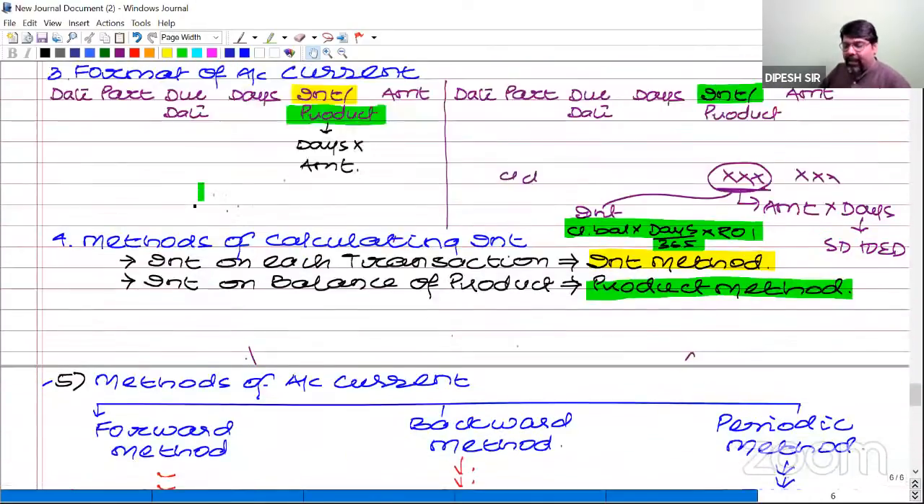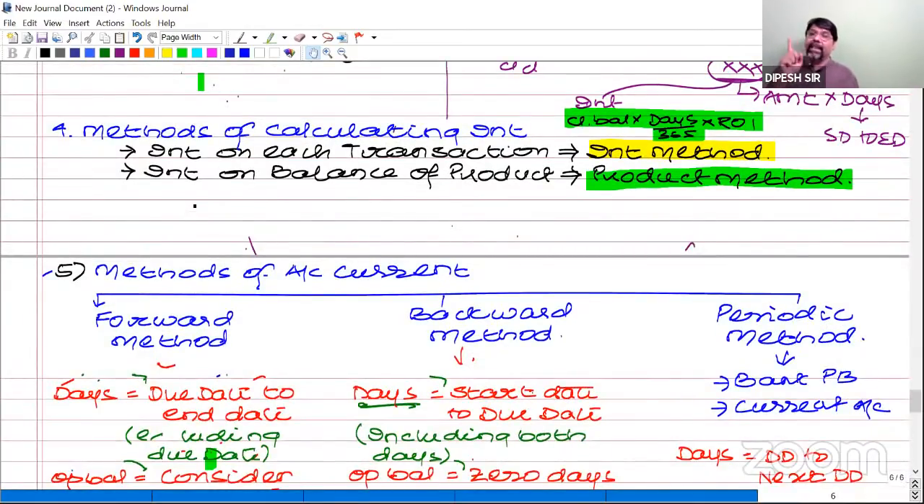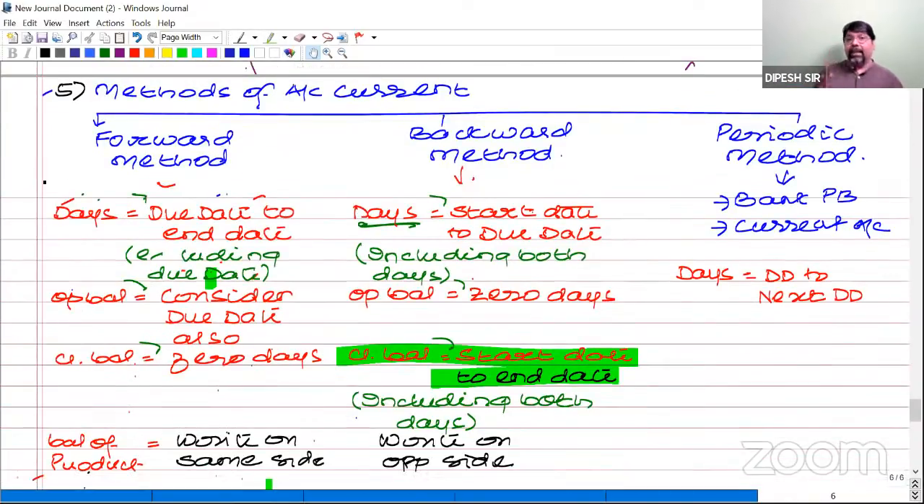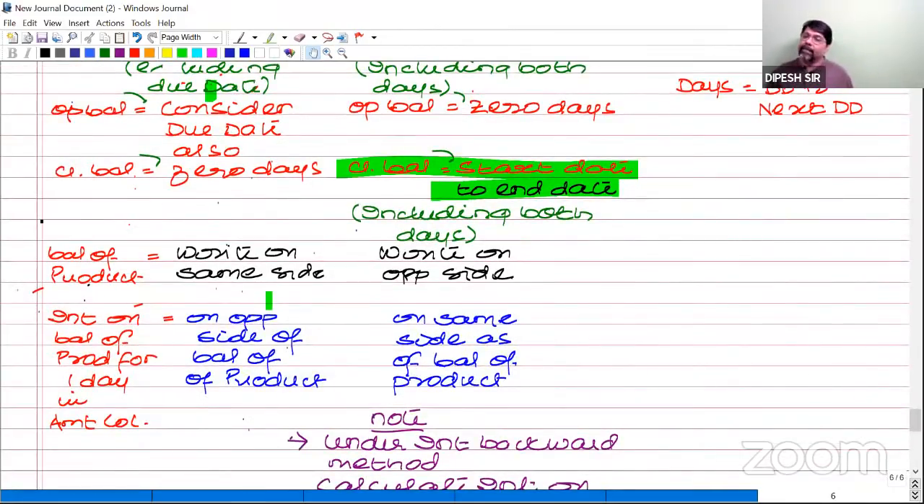How many methods of calculation of interest are there? Two: interest on each transaction and interest on product. Interest on product means balance of product into 1 by 365 into rate of interest. How many methods are there to prepare an account current? Three: forward and backward. In forward, it is due date to period end. In backward, it is period start to due date. And this opening balance, closing balance is very important. Correct?